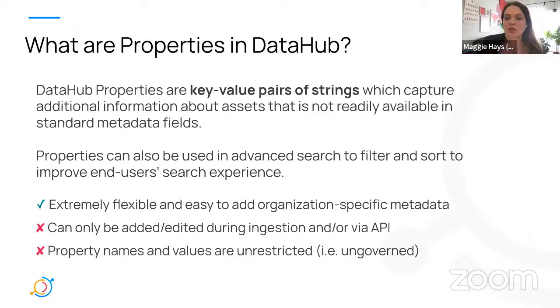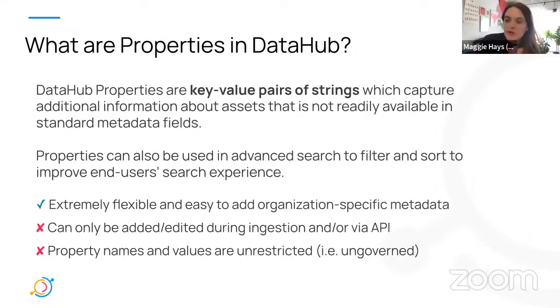It's also something where we actually index those properties in search, so it lends itself to much more advanced search use cases, filtering, et cetera. The pros so far are that properties are extremely flexible and easy to add anything that's related to your organization that maybe doesn't fit neatly within DataHub's metadata model.